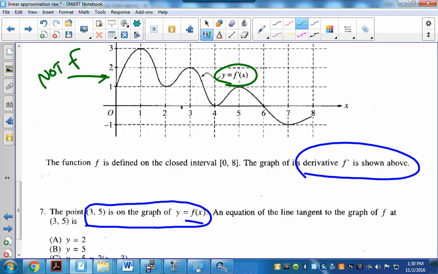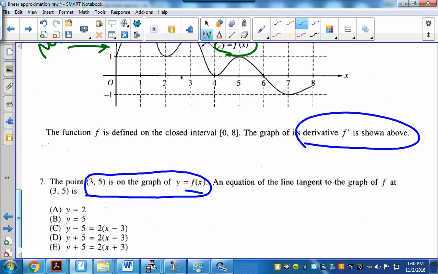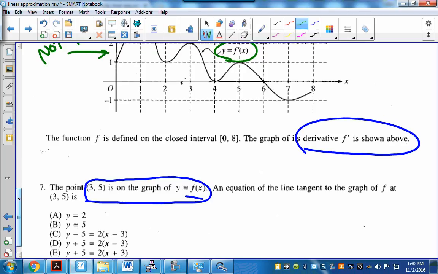But what they ask is, what's the equation of the line tangent to the graph at 3, 5? And it's got to be one of these 5 choices. I think you could get it. Okay. So write down the equation of the tangent line. Put in all the information you know.